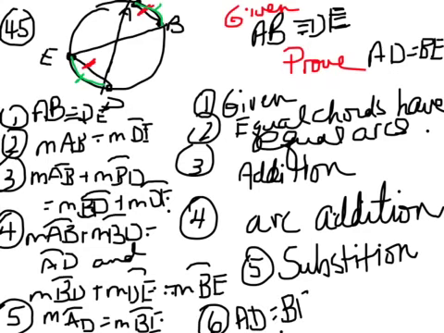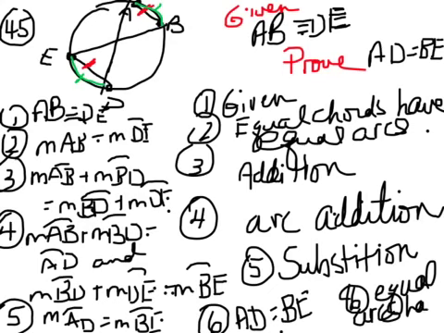And the reason, so I'm out of space here, but I'm trying not to move the page just so we can see all the work: equal arcs have equal chords. Okay, so that's proof 45 that you have to do all on your own.